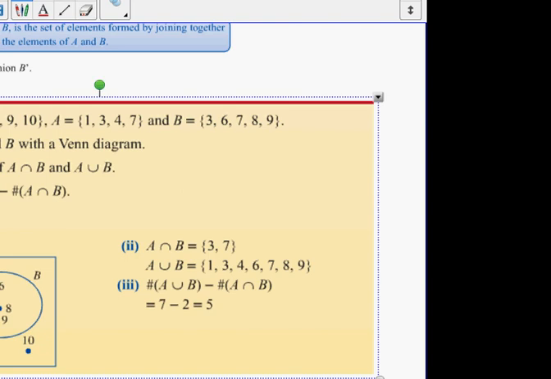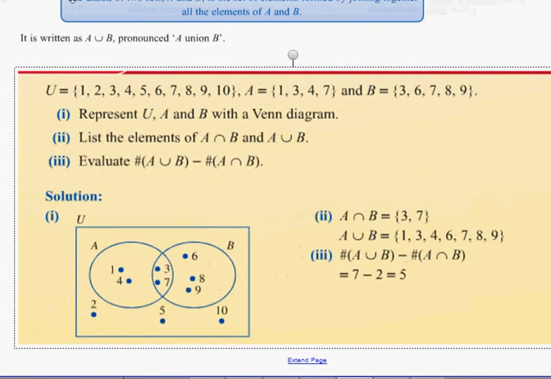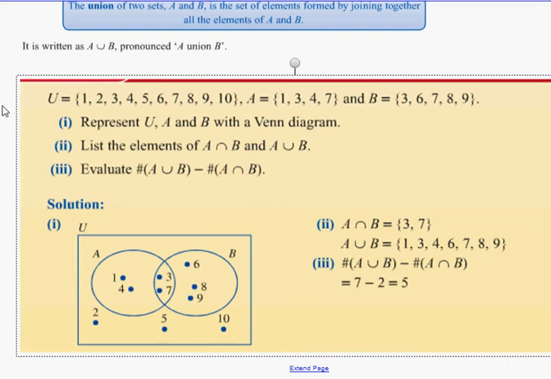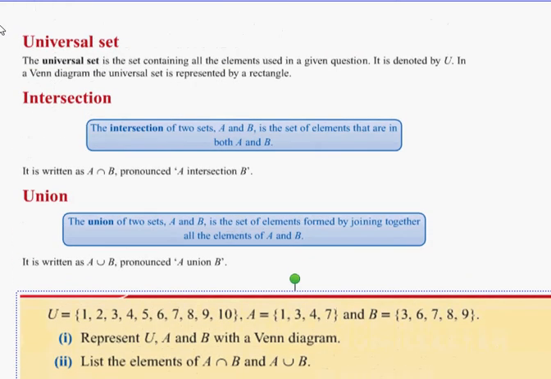Okay, so this here is the universal set. A universal set is a set containing all the elements used in a given question. It's denoted by U, and in the Venn diagram, the universal set is represented by a rectangle.